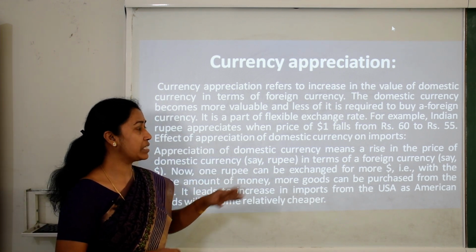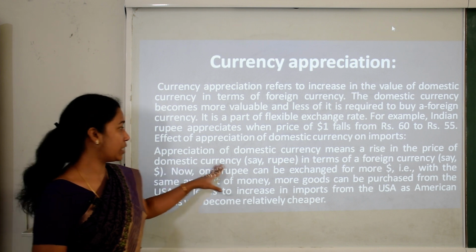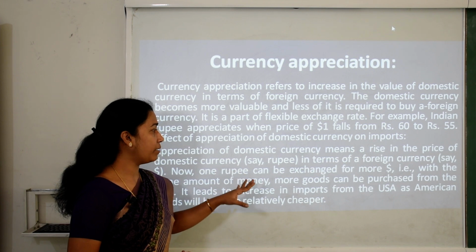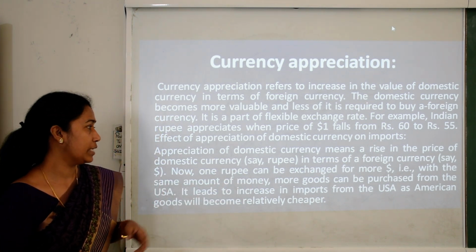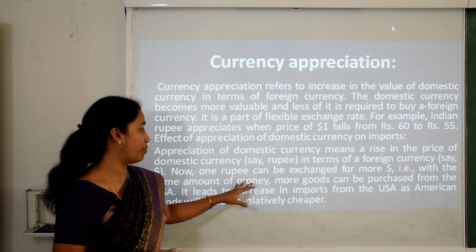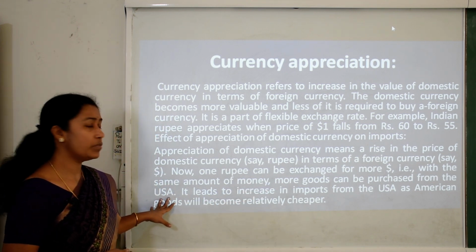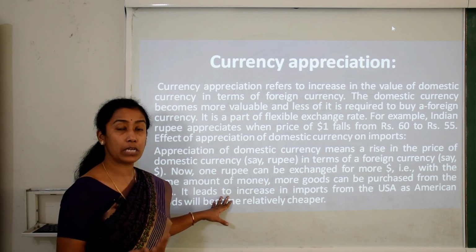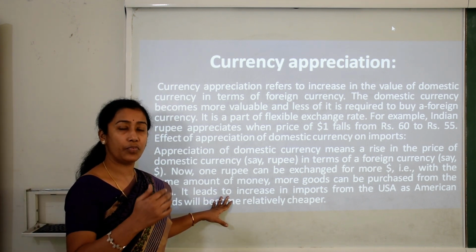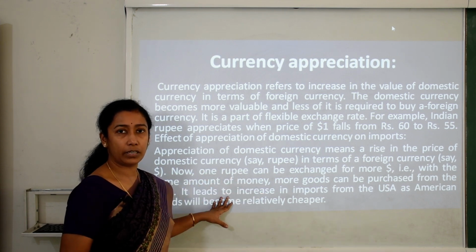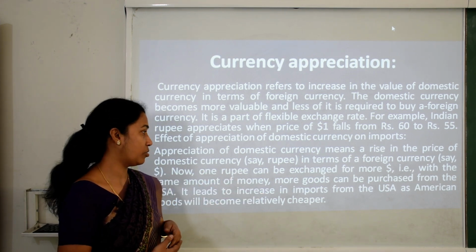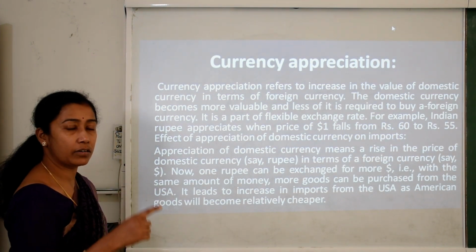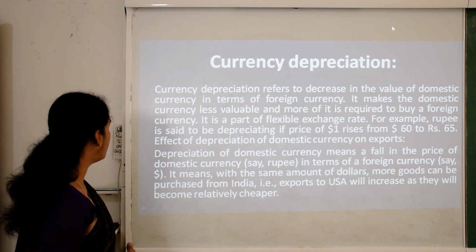Appreciation of domestic currency means a rise in the price of the domestic currency, say rupee, in terms of foreign currency, say dollar. Now 1 rupee can be exchanged for more dollars, that is, with the same amount of money more goods can be purchased from USA or any other country. So it leads to an increase in our imports, because our currency is more valuable and we require less amount to purchase another country's products. So imports will obviously increase and the goods will become relatively cheaper, that is, American goods will become relatively cheaper for us.